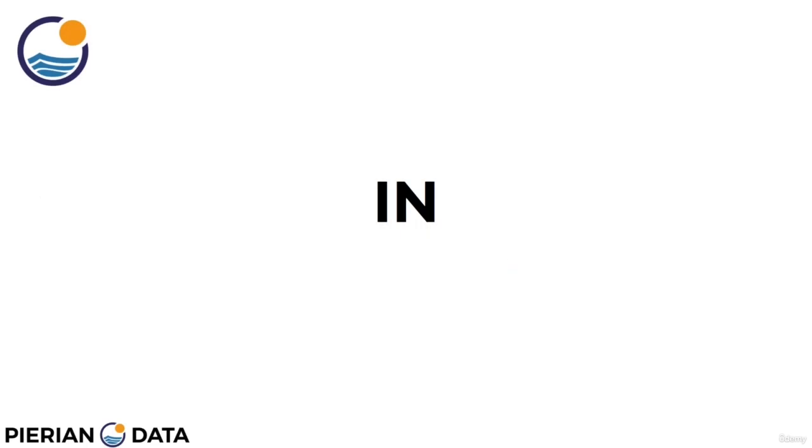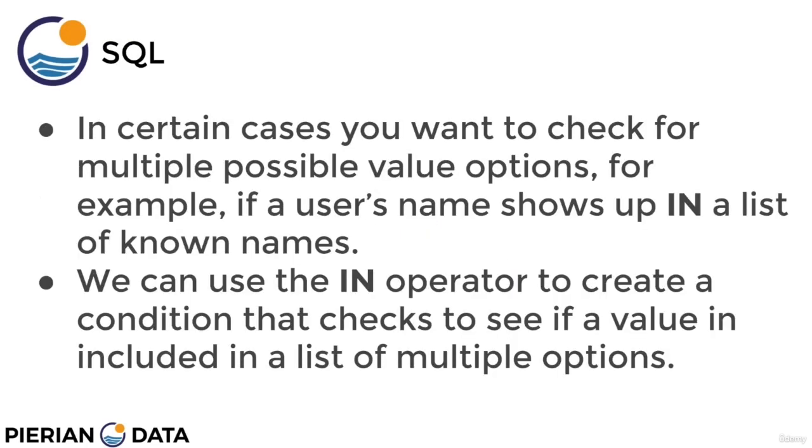Welcome back, everyone, to this lecture on the IN operator. In certain cases, you want to check for multiple possible value options. For example, if a user's name shows up in a list of known names. So instead of having to write a bunch of OR statements, such as name is equal to David, or name is equal to Claire, or name is equal to Zach, we could use the IN operator to just create a condition that quickly checks to see if a value is included in a list of multiple options.